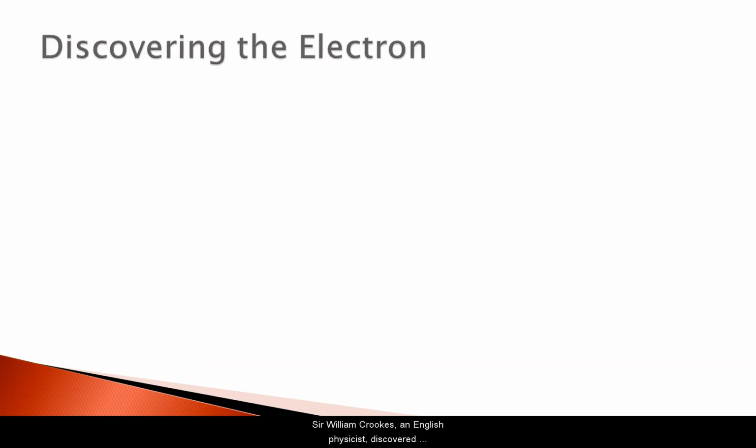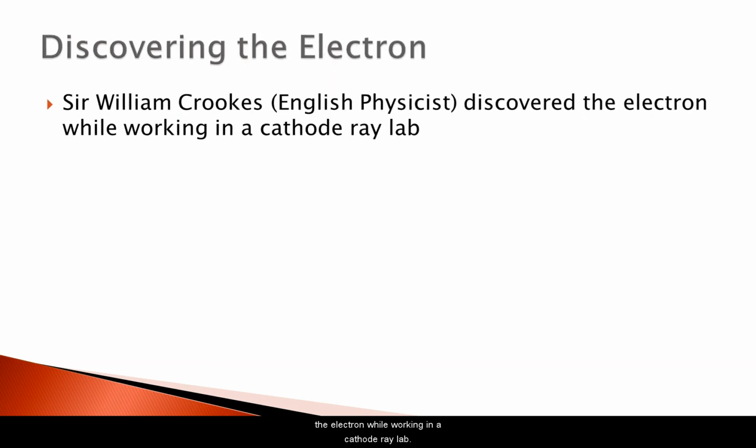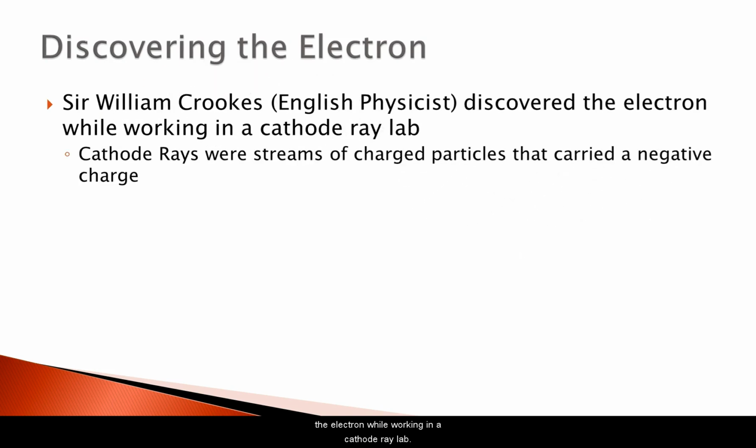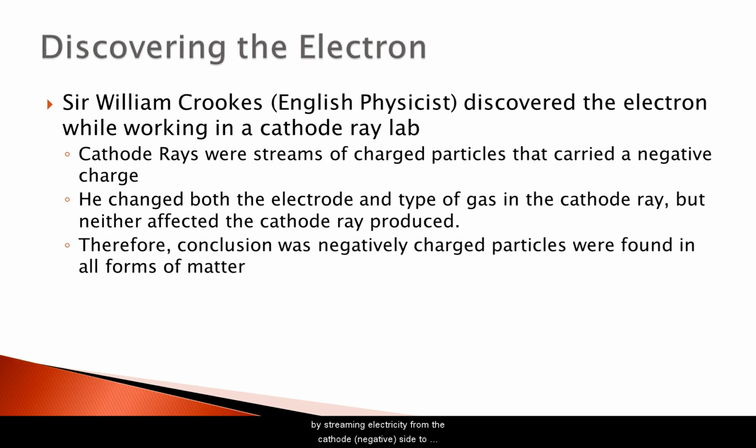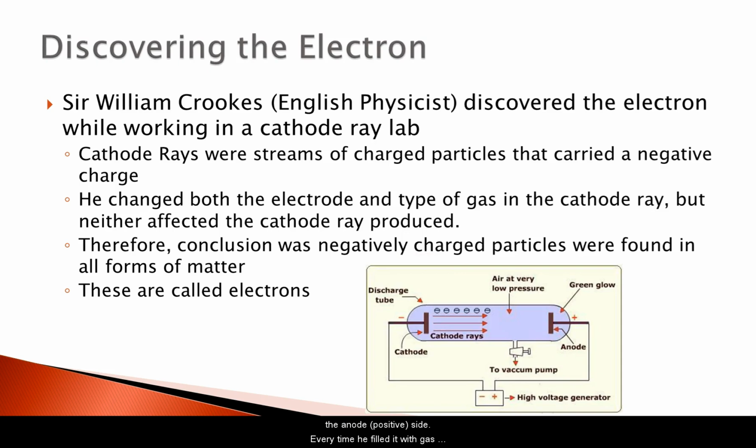Sir William Crookes, an English physicist, discovered the electron while working in a cathode ray lab. The cathode ray, think of an early neon sign, worked by streaming electricity from the cathode or negative side to the anode or positive side. Every time he filled it with gas and streamed particles this particular way, the gas would light up and react, but it would not react going from positive to negative.